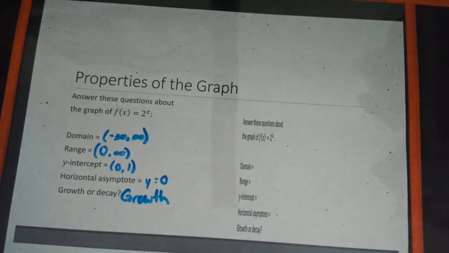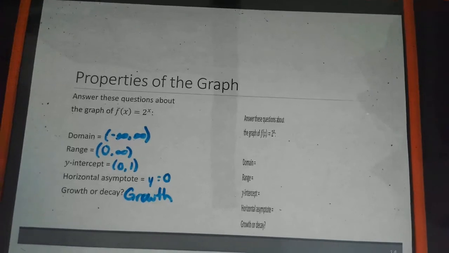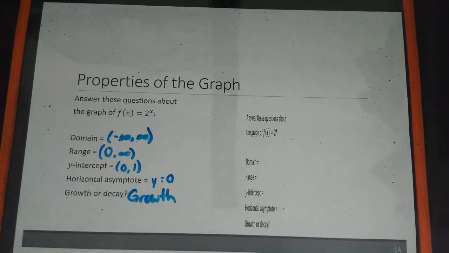The other way we can think about that is by looking at our base. Our base in this case is 2. We said that if our base is greater than 1, then it will be growth. And if it's between 0 and 1, it will be decay. Since it's greater than 1, it's growth. We're going to take a look at another example of this just to see what different graphs we can get out.